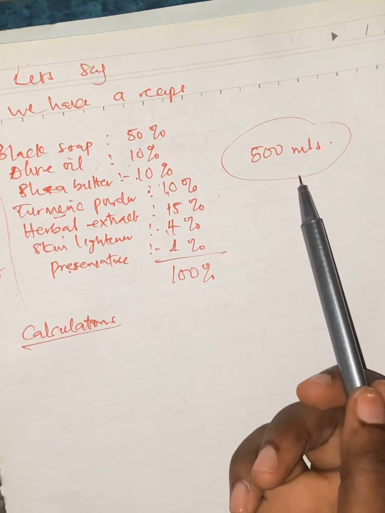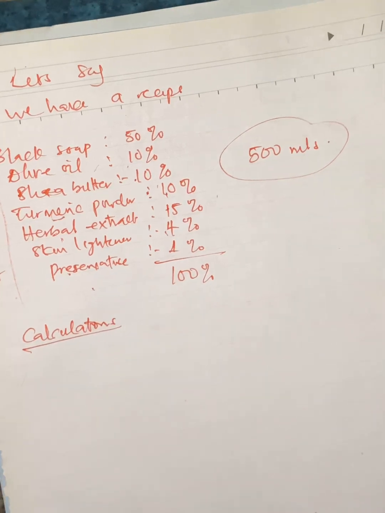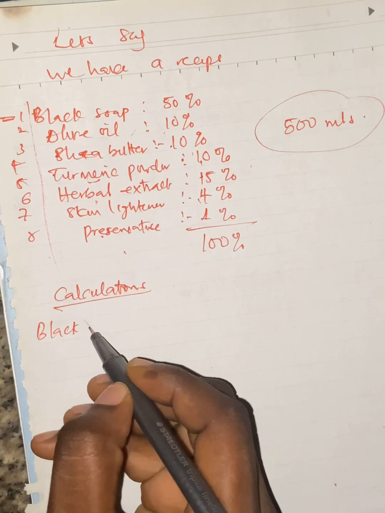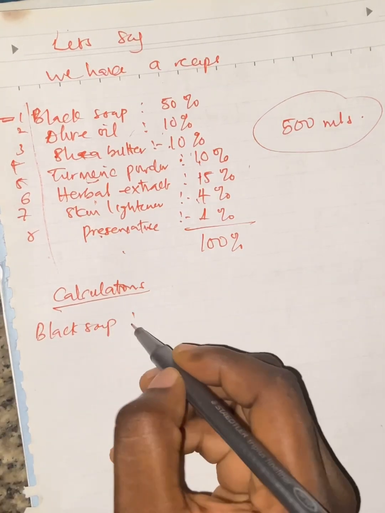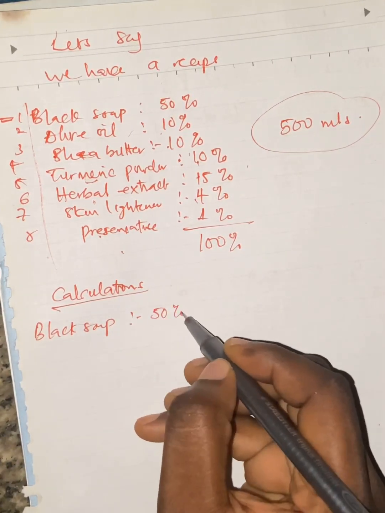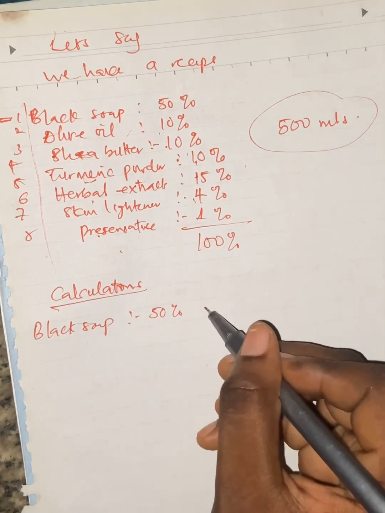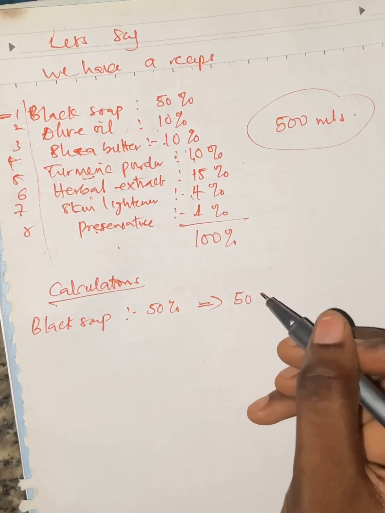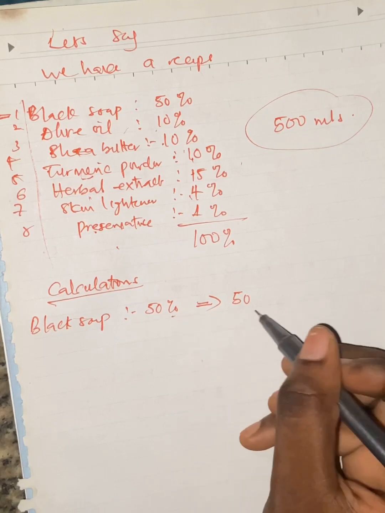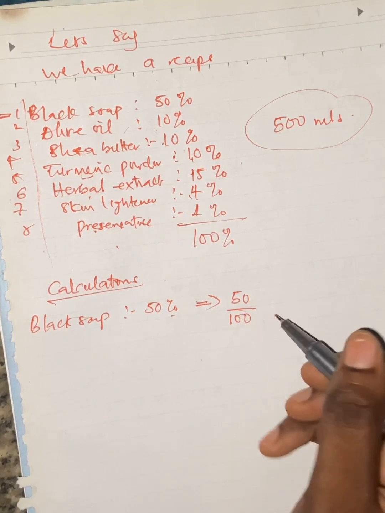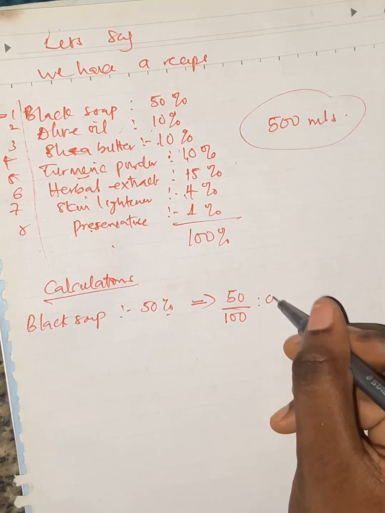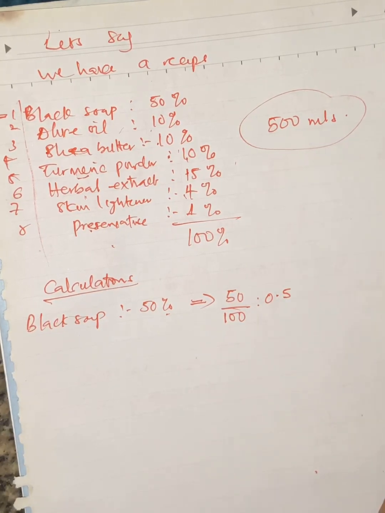Now I want to make 500 ml of this recipe. Now we have black soap 50%. So the first thing you want to do is calculate for your black soap. We have 50% of black soap that was supposed to go into the recipe. So what you want to do is take 50, like I said, over 100. The first thing you want to calculate is the percent. Now 50 over 100 is 0.5.